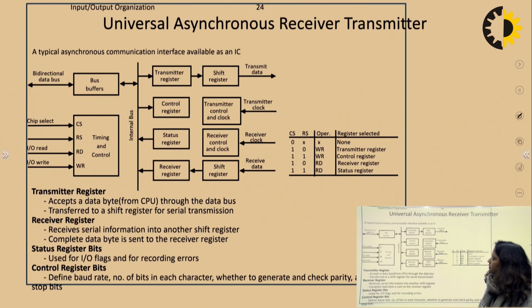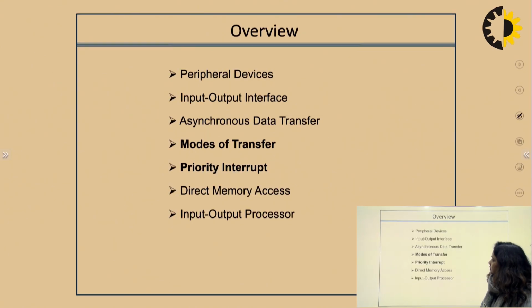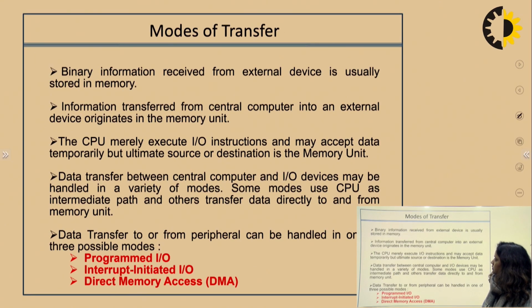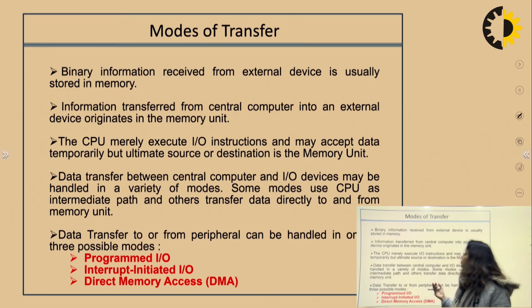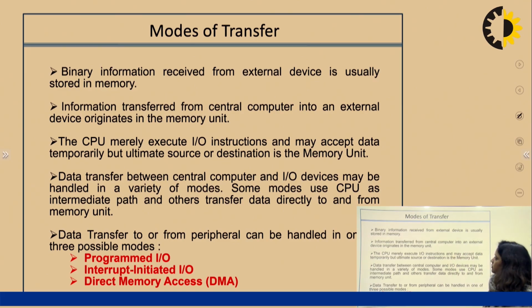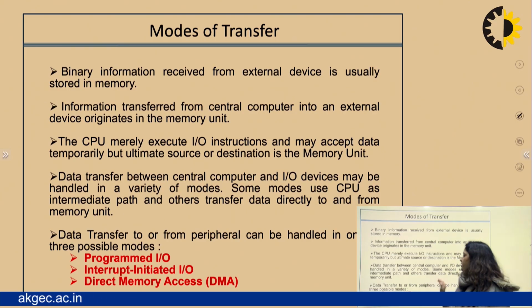Now next is modes of transmission, which is actually the basic topic. So here we look at what the modes of transmission are. The binary information received from the external device is usually stored in memory, and the information transferred from the central computer to an external device originates from our memory unit. So the CPU merely executes the input-output instruction and may accept the data temporarily. So data transmission between the central computer and the input-output devices may be handled in a variety of types.